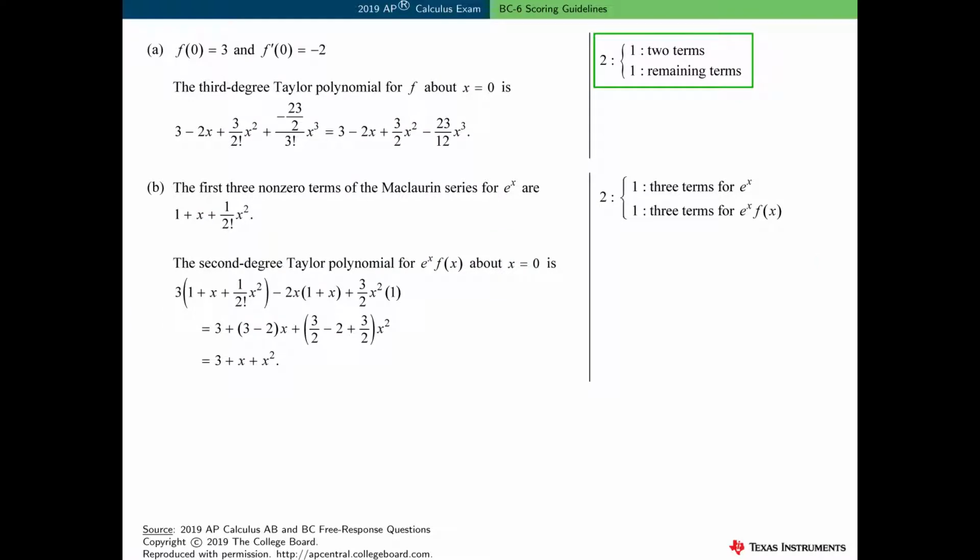Part A was worth 2 points. The first point was for any two correct terms of the third-degree Taylor polynomial for f about x equals 0. And the second point was for the remaining terms. Part B was also worth 2 points. The first point was for the first three non-zero terms of the Maclaurin series for e to the x. And the second point was for the second-degree Taylor polynomial for e to the x times f of x.